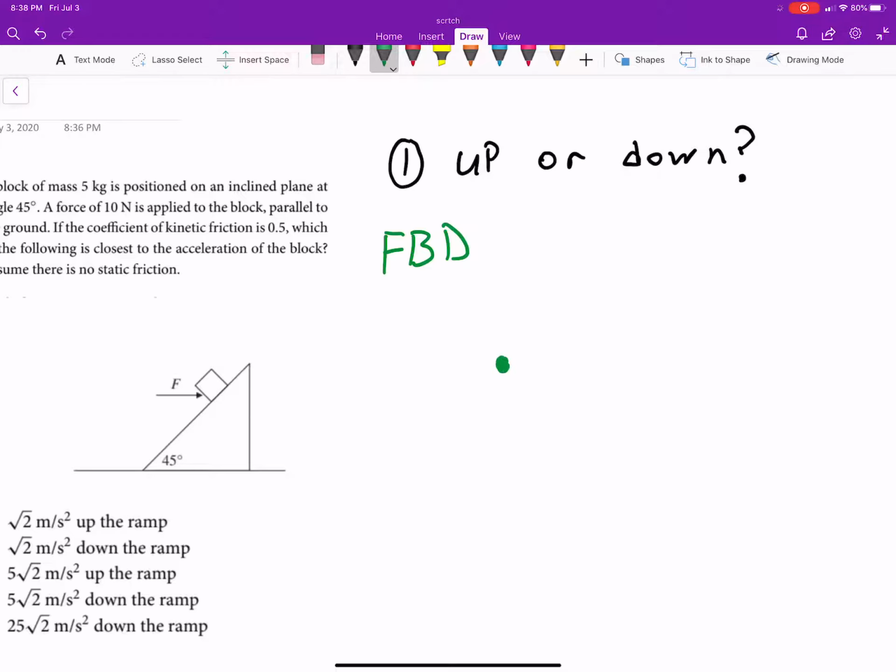So we're going to tilt it, of course. This will be my x-axis. This will be my y-axis. We have normal. We know we have our force due to gravity, our weight force. We have a force being applied. Now, we also know that there's kinetic friction. So we know that the block is moving.